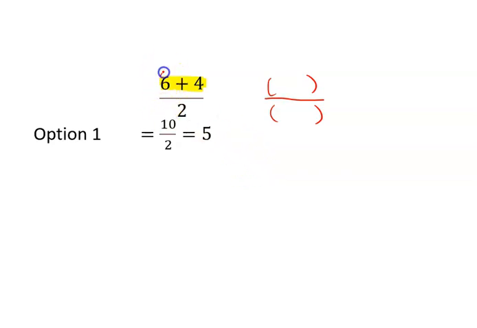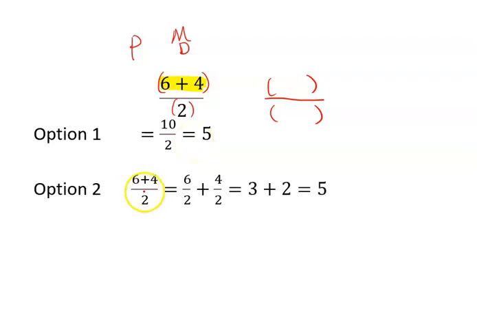So even though they didn't put parentheses, because the top and the bottom are separated, the parentheses are not needed, but you have to treat them as if they are in parentheses. So 6 plus 4, please, parentheses have a higher priority than multiplication or division. So we're going to add 6 and 4 to get 10, and then we divide 10 by 2 to get 5.